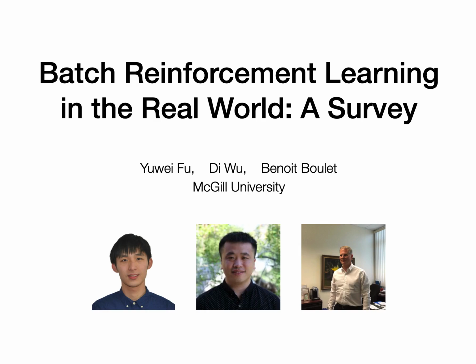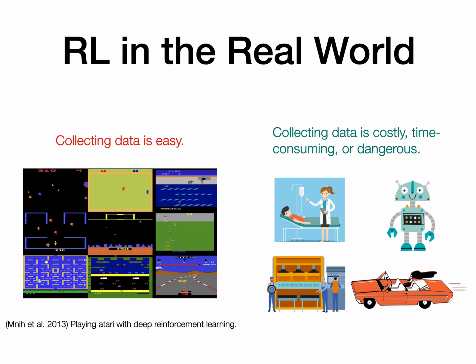Hello everyone, this is Yuwei and I'm going to share a short survey about batch RL in the real world. Recent years have seen a huge success of RL in many challenging problems. Most of these examples are from the game domain, where we can easily collect millions of samples. But in many real-world problems such as healthcare, robotics, or self-driving cars, it is usually costly, time-consuming, or dangerous to interact with the environment. Thus, in these domains, we can hardly collect enough data online to train an RL algorithm.